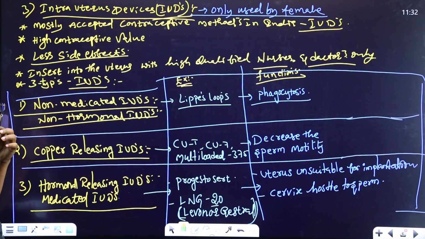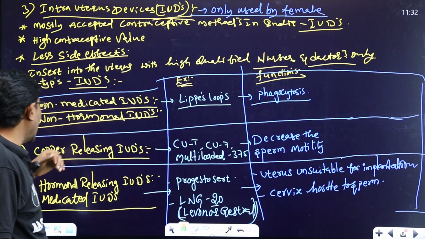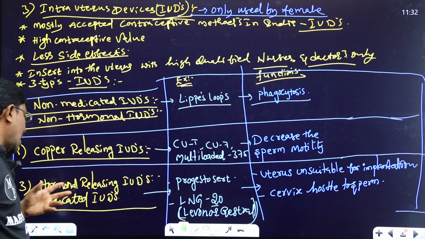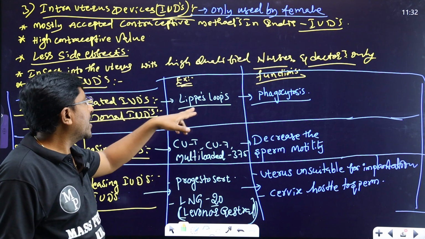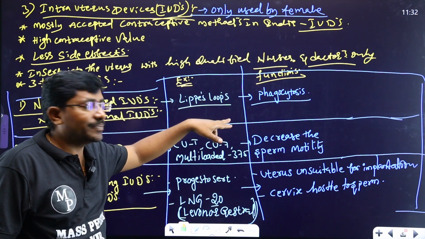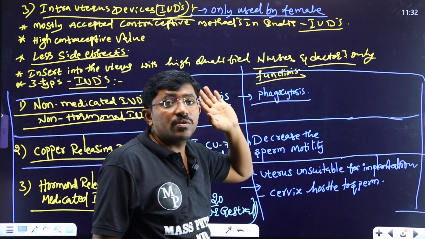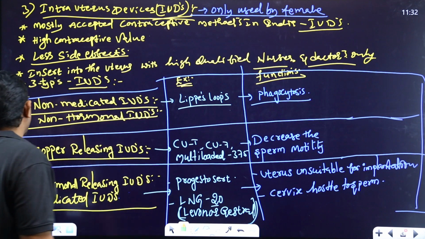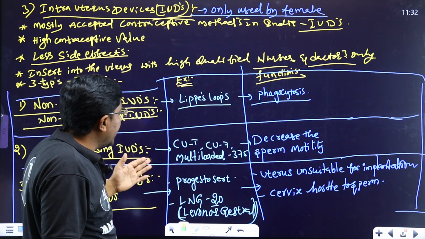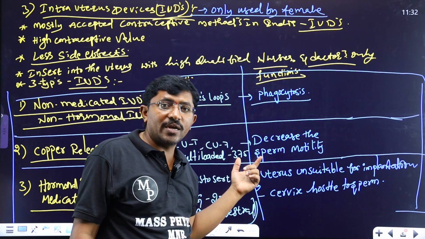And three types of IUDs are there: non-medicated IUDs, non-hormonal copper releasing IUDs, and hormone releasing IUDs. Example for non-medicated: Lippes loop. What is the function of the Lippes loop? Phagocytosis, means engulfment of sperms. Next, copper releasing IUDs: Copper T, Copper 7, Multiload 375.